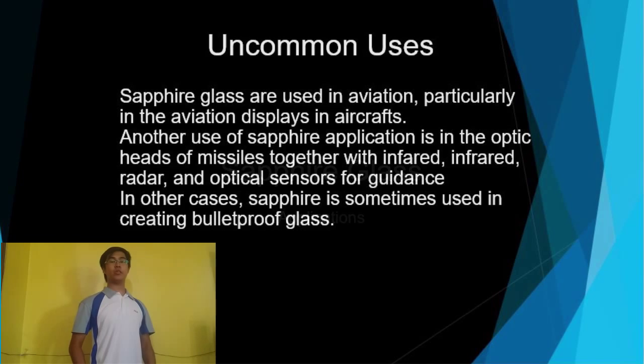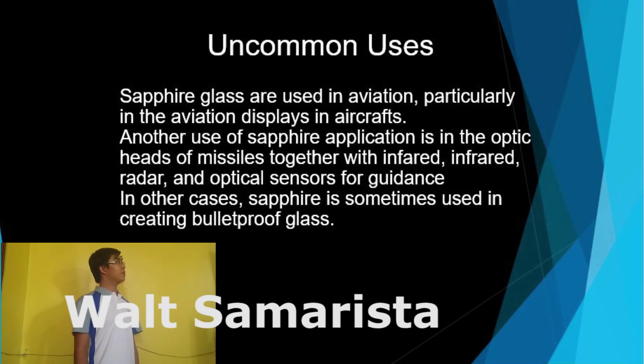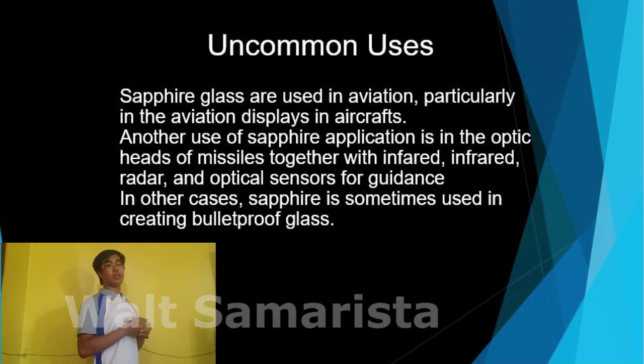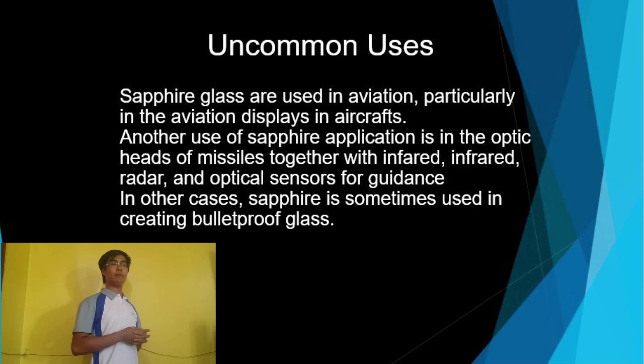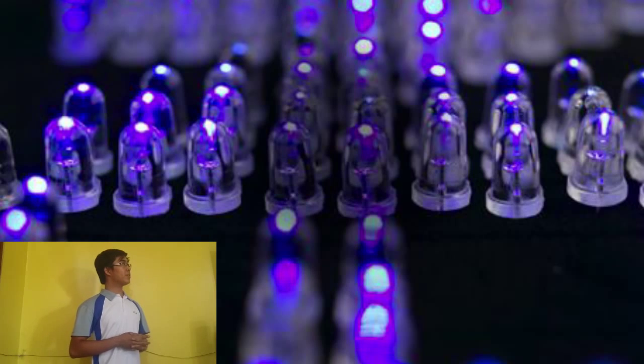And now for the applications of sapphire glass. For the uncommon uses, sapphire glass is used in aviation, particularly in aircraft displays. Another is the use in optic heads of missiles and also in bulletproof glass. Sapphire substrates are also used to produce the next generation of ambient lighting, white LEDs. The future for LED lighting is bright as the world strives to be more energy efficient and less reliant on toxic elements such as mercury.